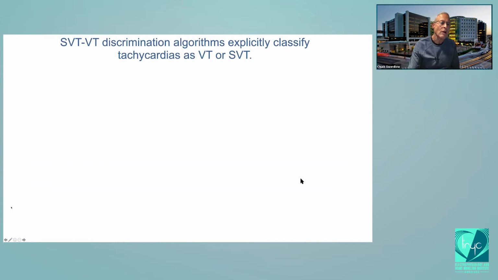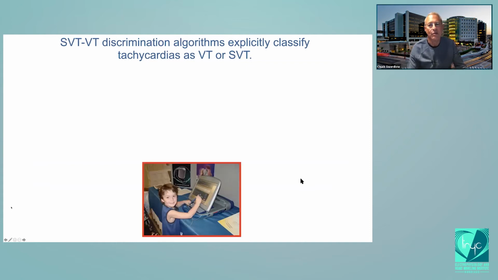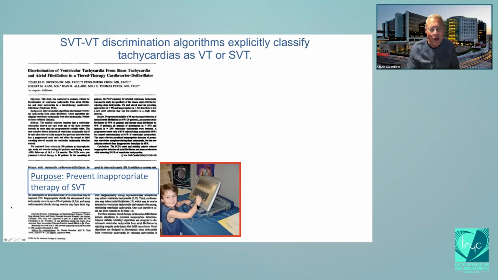So what are SVT-VT discrimination algorithms? SVT-VT discrimination algorithms are that element of arrhythmia detection that explicitly classifies tachycardias as VT or SVT. Now, it turns out I've been working on SVT-VT discrimination algorithms since I was very small. No, actually, this was my younger son when he was very small, almost 30 years ago, it turns out.